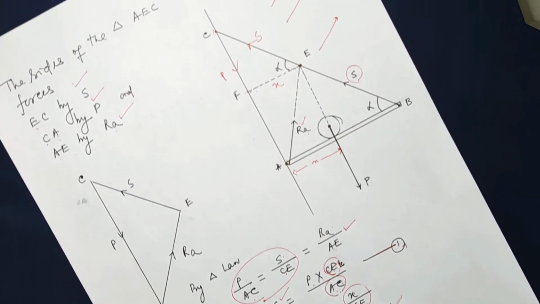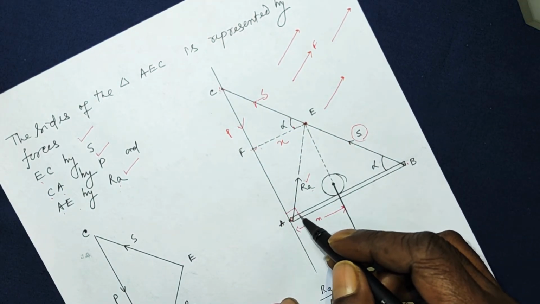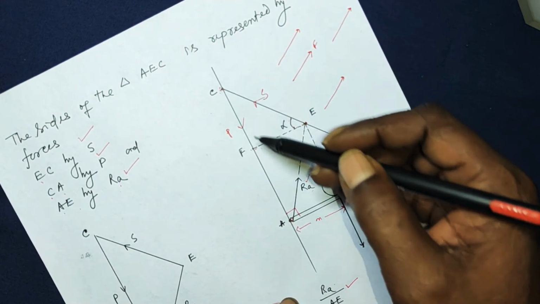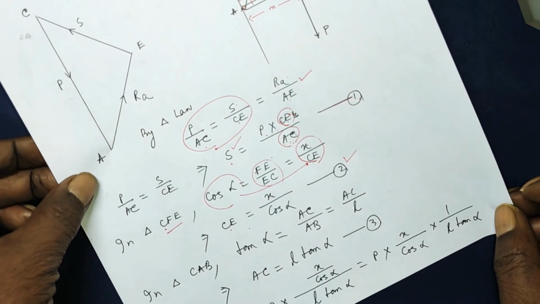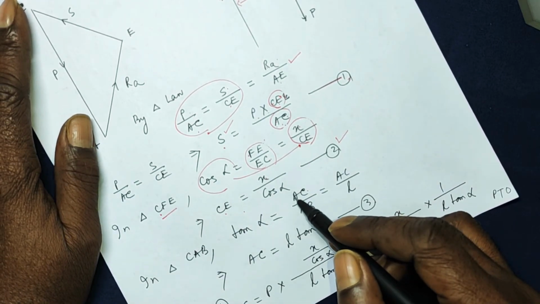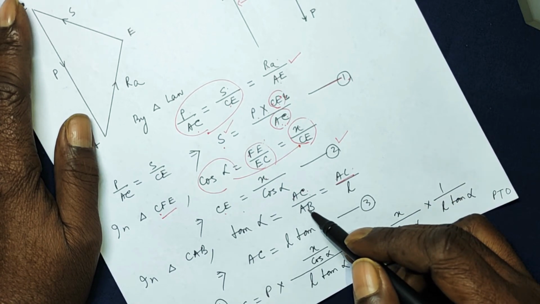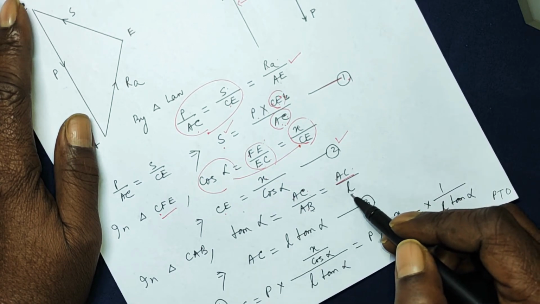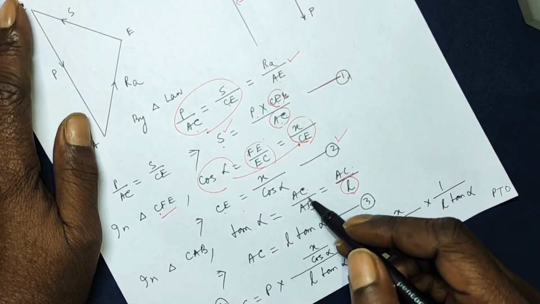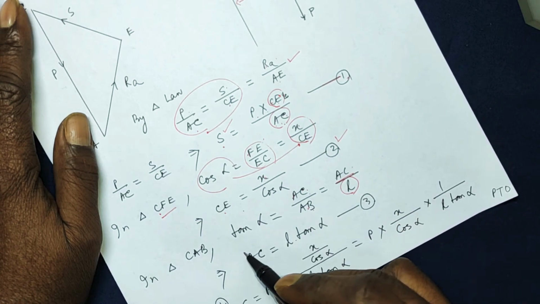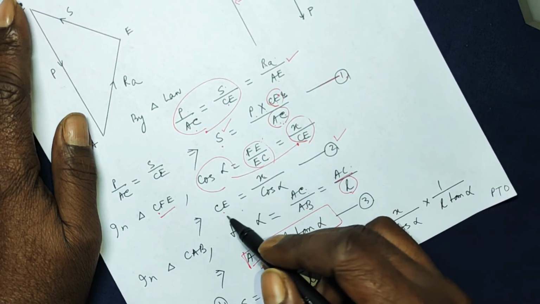And again in the bigger triangle, that is triangle BAC, right angled here, if you take tan alpha, it will be CA over AB. So tan alpha will be CA, that is the same thing as AC, over AB. The length of the prismatic bar AB is given as L, right? So if you cross multiply, you get AC is equal to L times tan alpha. So we know AC, we know CE.